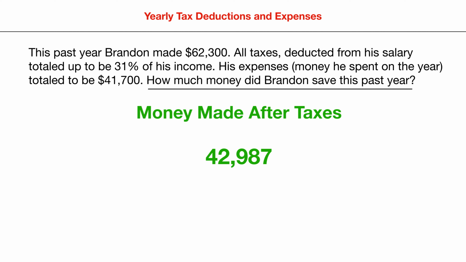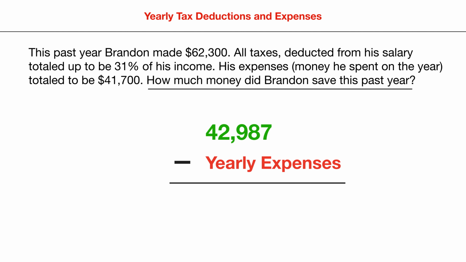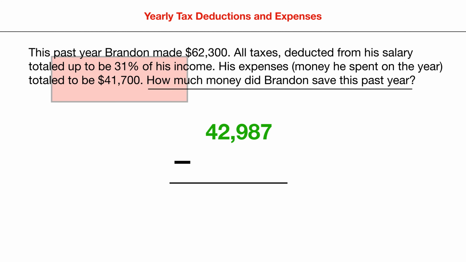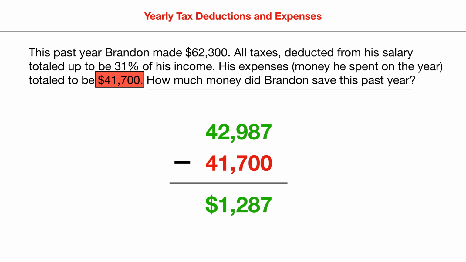Now we just need to figure out what his yearly expenses are, and we're going to subtract that from 42,987. You can see there his yearly expenses totaled $41,700, so we can just type that in right there, 41,700. You subtract that, and that's going to give you $1,287 saved at the end of the year.